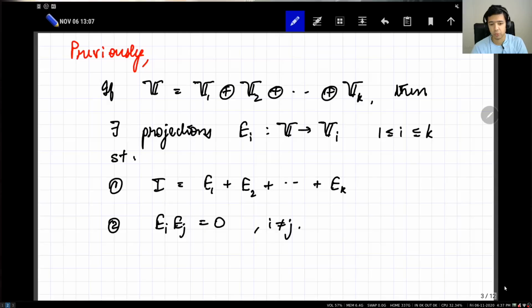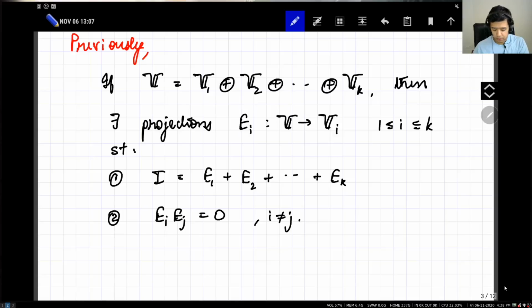So basically, property 1 is saying that if you take a vector and compute the sum of the projections into the various subspaces V1, V2 up to Vk, then you get back the vector itself. And what the second property is saying is that if you project onto the jth subspace and then you try to project the projected vector into the ith subspace, then you just end up with the 0 vector, right? So we'll extend this.